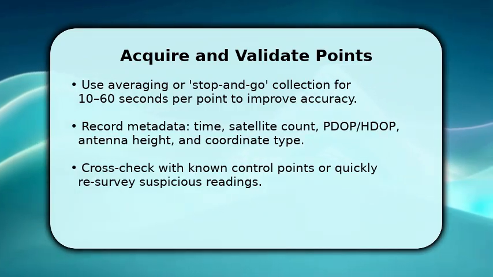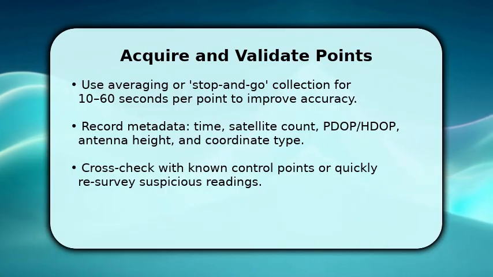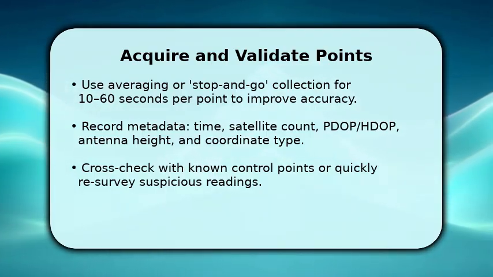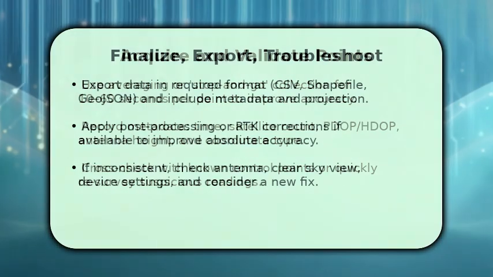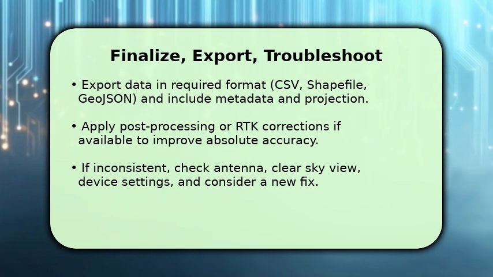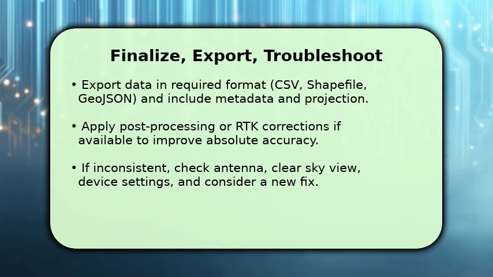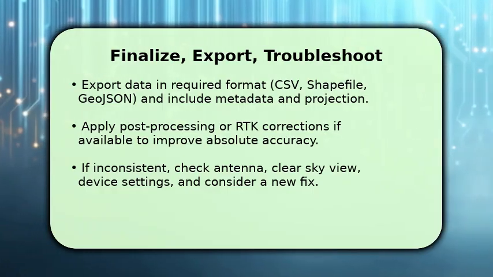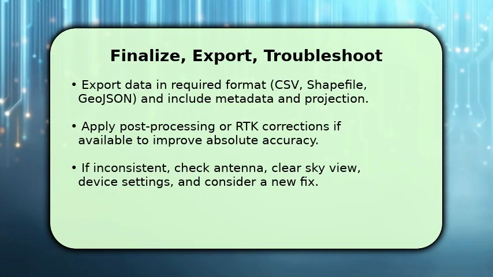If a reading looks off, resurvey immediately and compare against nearby control or expected features to confirm the measurement before moving on. To finish, finalize records and export them with full metadata and the correct projection. Make sure to apply any post-processing or RTK corrections available to improve absolute accuracy.